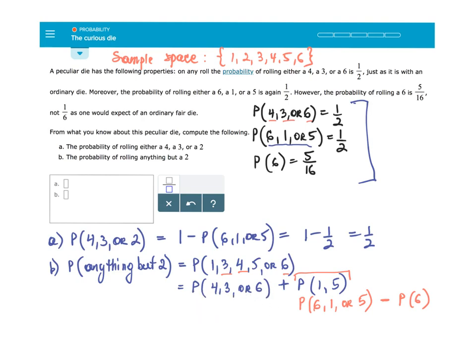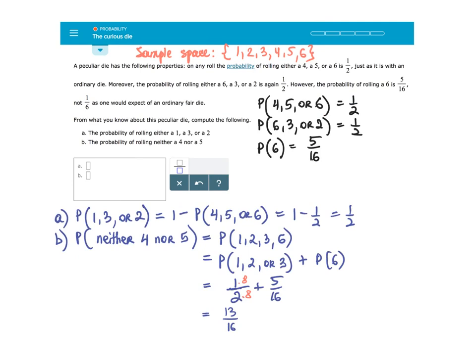Let me do that right now. Probability of 4, 3, or 6 is still there, and it's added to these 2. Now I think we are about to answer this question. Probability of 4, 3, or 6 is 1/2. Probability of 6, 1, or 5 is another 1/2. And probability of just 6 is a minus 5/16. 1/2 and 1/2 is a full 1 unit. Subtract 5/16 from that and you'll get 11/16. So my answers are 1/2 for part A and 11/16 for part B.